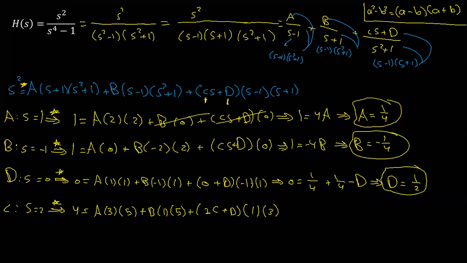Yes, let me plug in the values of the constants. So a is 1 over 4 and 3 times 5, 15, so 15 over 4. The b is negative 1 over 4, so it's negative 5 over 4. Plus, I'm going to multiply this 3 inside. So 6c plus 3d. 3d, so it is 3 over 2.